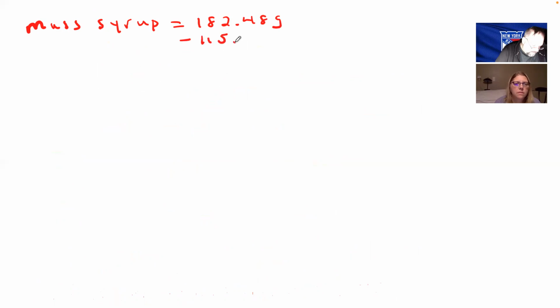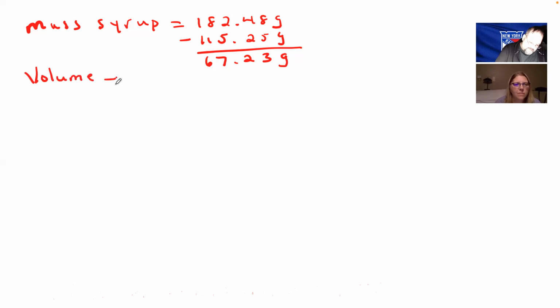So the mass of the syrup is going to be equal to 182.48 grams minus 115.25 grams. So we get 67.23 grams as the mass of the syrup. Okay. All right. So that's the mass part.